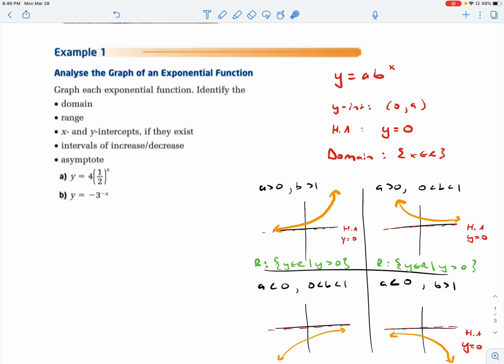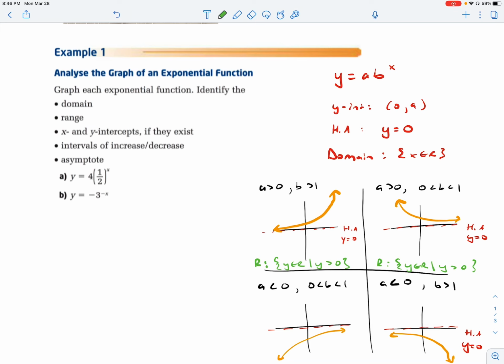So it says graph each exponential function and then identify. So these are the two functions. We're going to graph them, and then we're going to identify the domain, the range, the intercepts, intervals of increase and decrease, and any asymptotes. When we get to intervals of increase or decrease, what they want to know is for what interval is the function increasing, or over what interval is it decreasing. So we'll talk more about that when we get there.